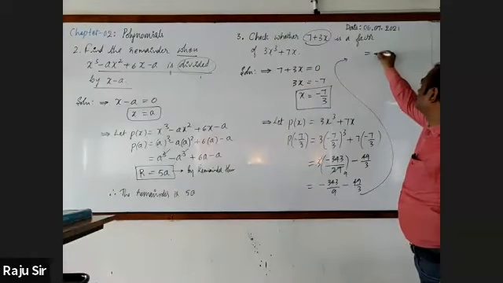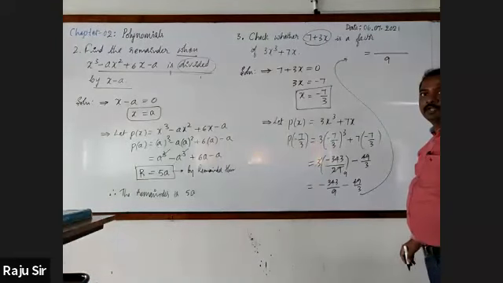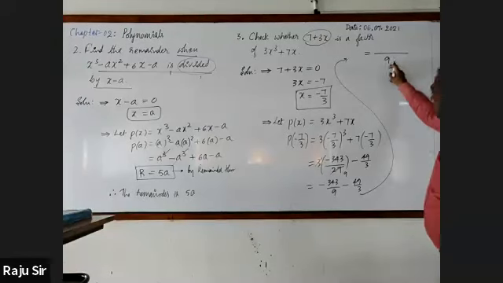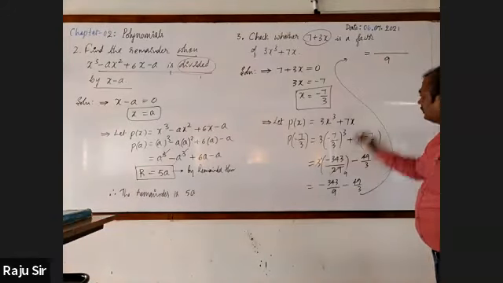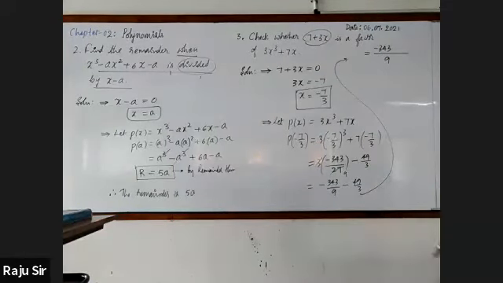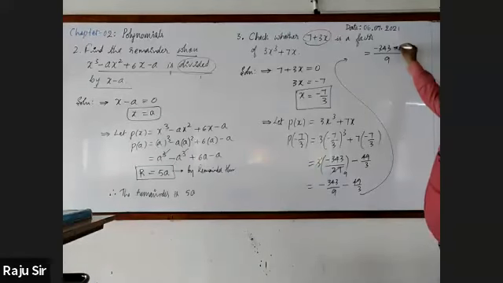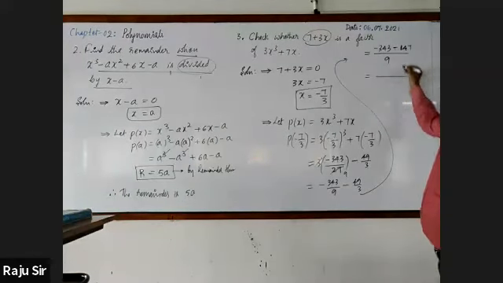LCM of the denominators is 9. Multiply the LCM with the first term: 9 gets cancelled, you get minus 343. Very good. Now multiply the LCM with the second term: 3 3s are 9, then 49 3s are 147. It will be minus 147. So minus 343 minus 147 is minus 490, that is, minus 490 by 9.